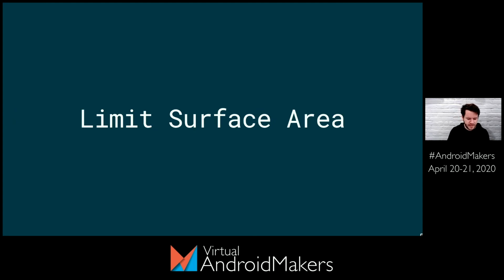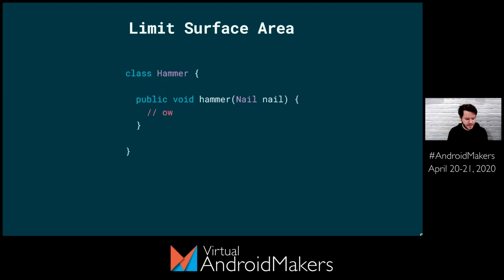So one of the easiest ways is basically limiting API surface area whenever you're writing anything that's going to be shared or used by other people. This is also one of the easiest ways. It's multifaceted. The basic principle here is that a good hammer isn't also a good screwdriver. There's a few easy examples of this in practice.